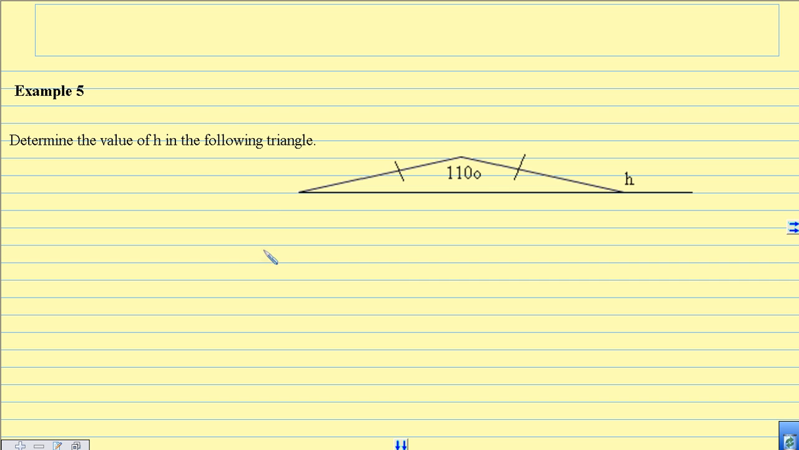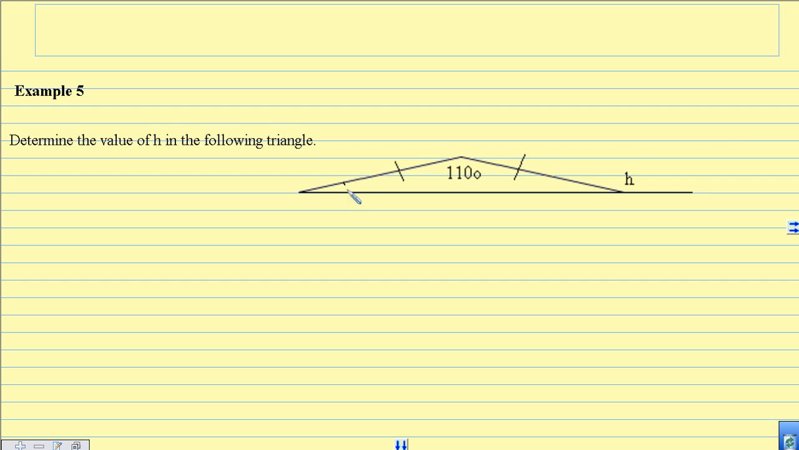Okay, this is the last example in angles of triangles. We're looking at a triangle here, and we want to find this outside angle, h. These two dashes mean that these two lines are the same length. So these two sides of the triangle are the same length.